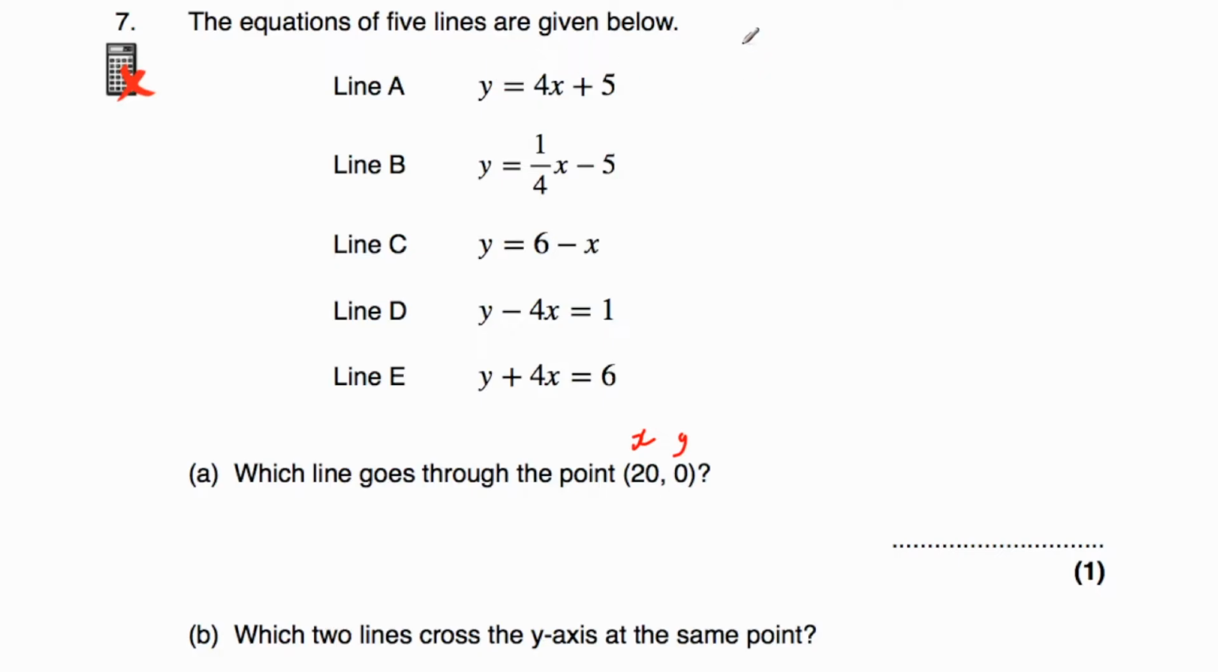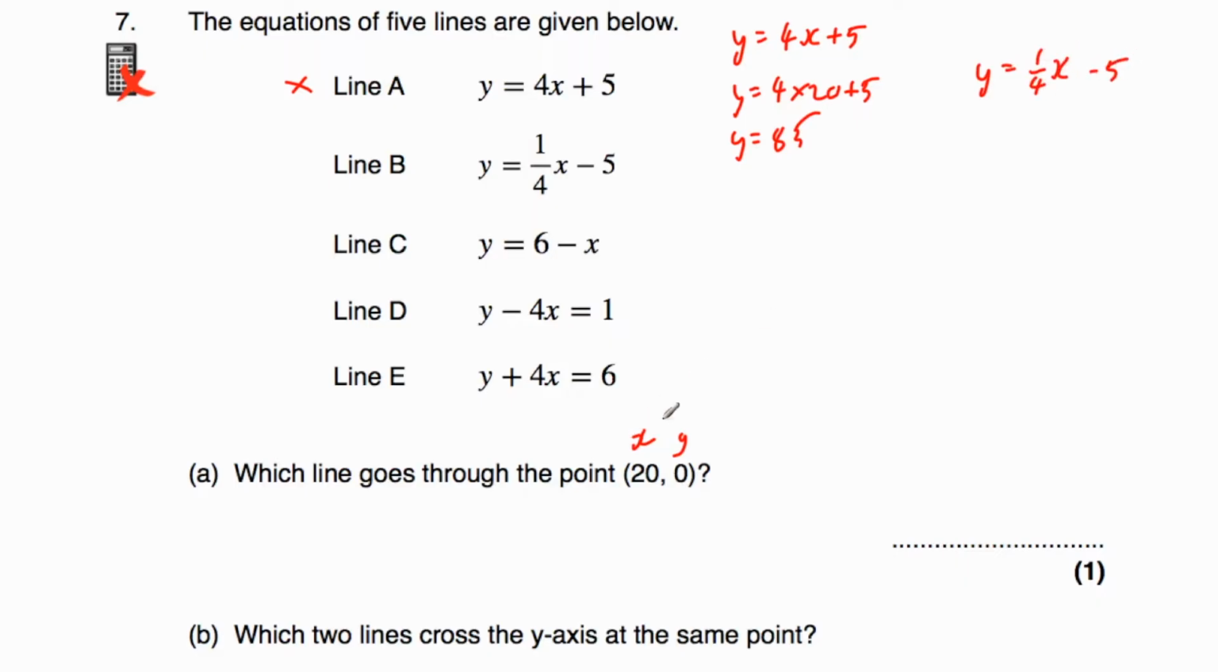So let's start off with line A. We've got y equals 4x plus 5. So that's 4 times x plus 5. x is 20, so y equals 4 times 20 plus 5. So y equals 4 times 20 is 80, plus 5 is 85. Well, that's not 0, so it doesn't pass through the point on line A. Line B, well, line B says y equals a quarter of x minus 5.